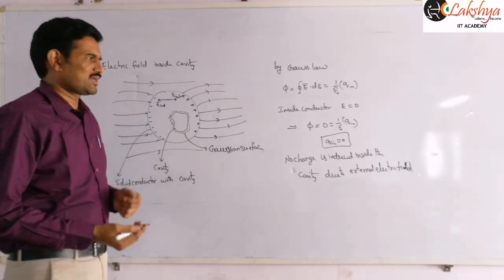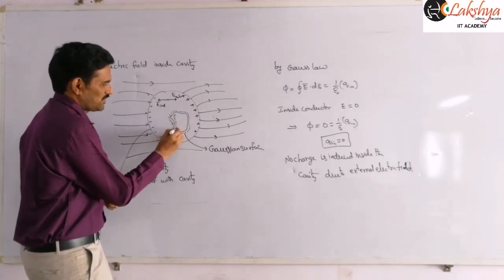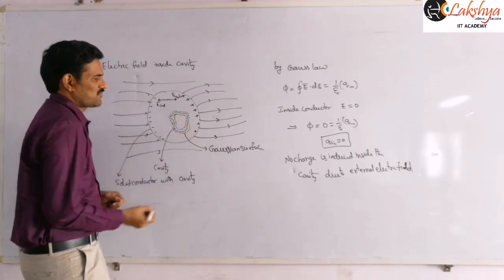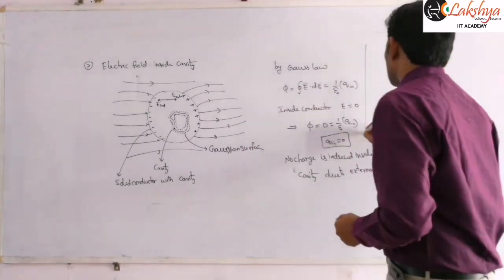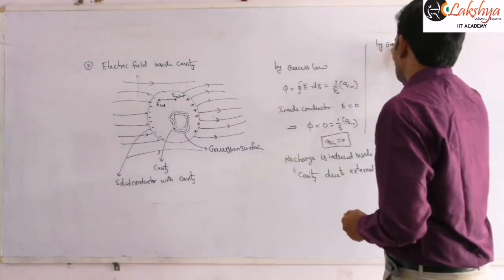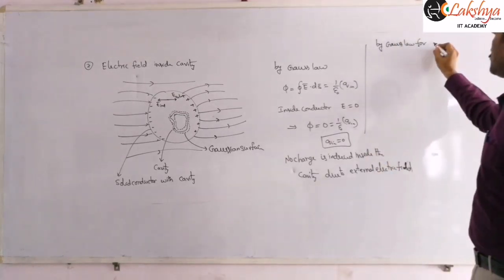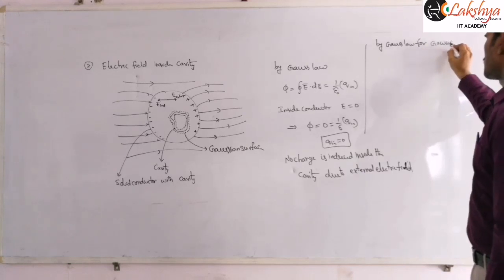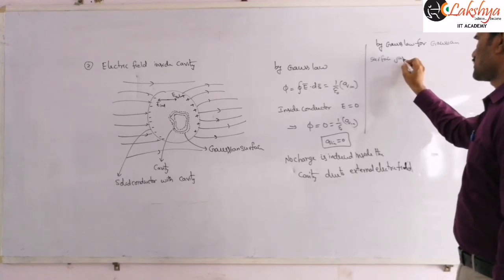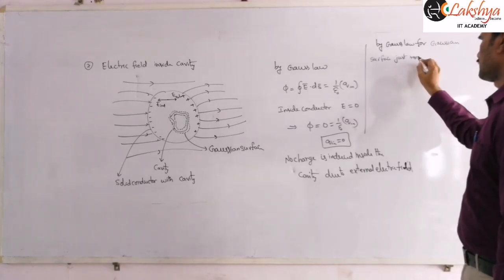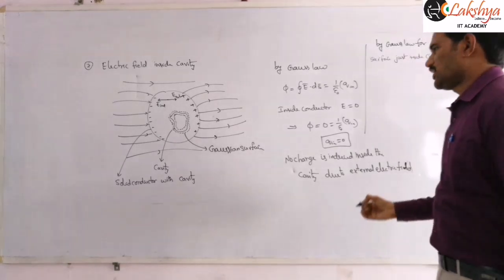And if you want to prove it again, I can consider a Gaussian surface just inside the surface of this cavity. I am taking another Gaussian surface there, and again applying Gauss law for such a surface, by Gauss law for the Gaussian surface just inside the cavity.